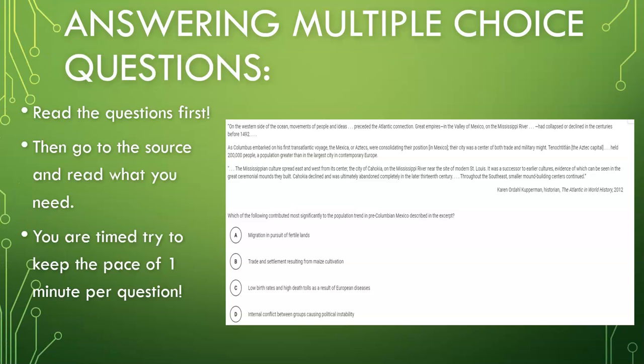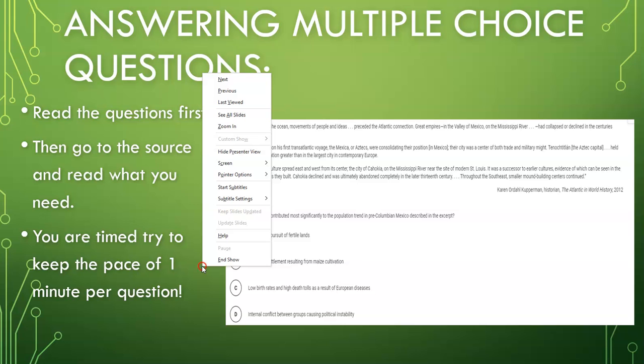First things first, this is what we are going to talk about. I know you learned it already last year, probably the year before, but we're going to talk about it again. When you answer multiple choice questions in AP, you read the question first. Then you go to the source and you read what you need. Sometimes you can answer the question very quickly after looking at the source. Oh, this is a question about the Columbian Exchange, and I look at the source and you can do it quicker. It matters because remember, you get 1 minute per question.